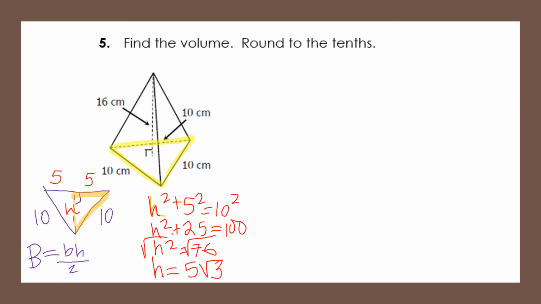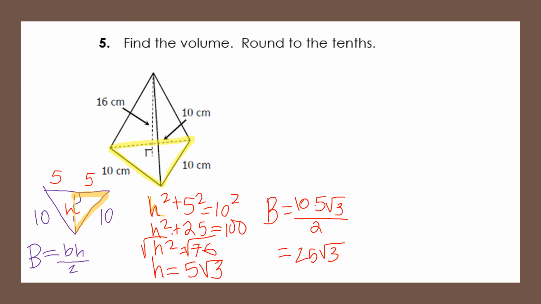So now that we have the height of the triangle, we can find the area of the base by doing the base, which was 10, times the height, which we just found was 5 root 3, over 2. So that would be 50 root 3 over 2, which is 25 root 3. All right, so a lot of work on this one up front to find the area of the base.